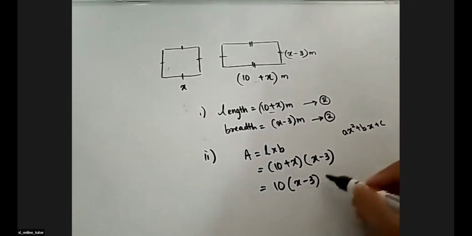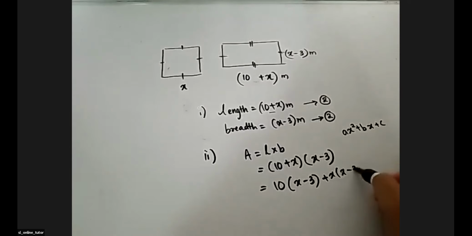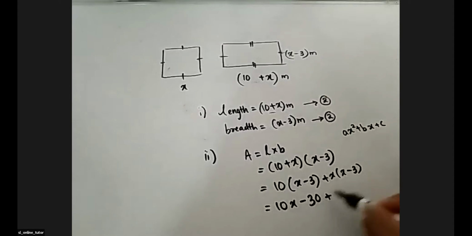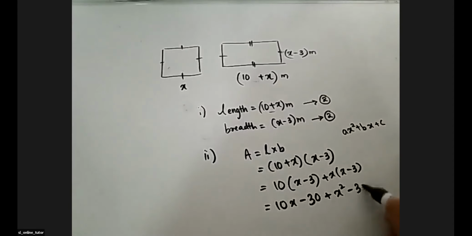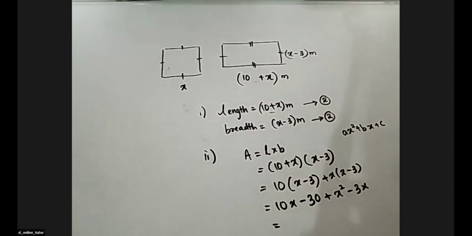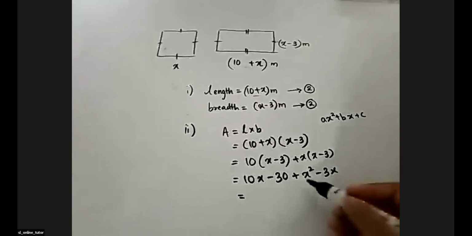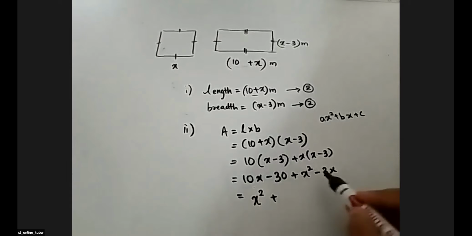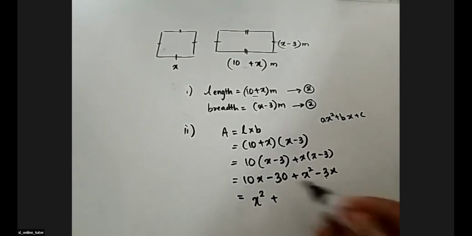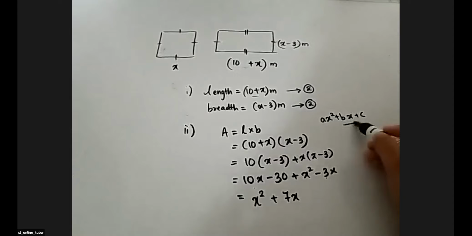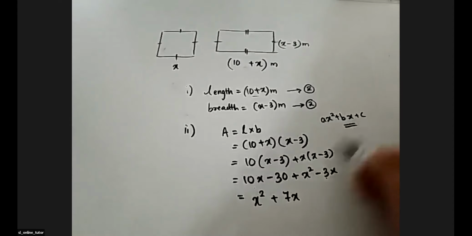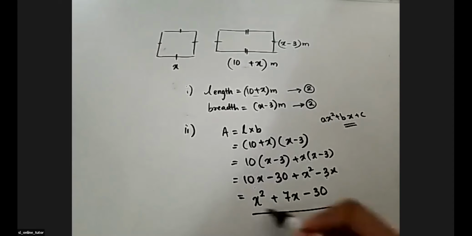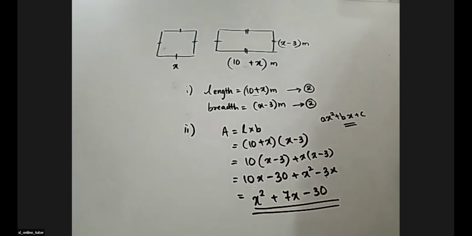10 plus x times x minus 3. Now I'm going to multiply each term: 10x minus 30 plus x squared minus 3x. You have to arrange this in the form of ax squared plus bx plus c. So x squared comes in front. bx means 10x minus 3x, which is 7x. So you are getting the bx format. Plus c means negative 30. That is the c term. So this should be the final answer that you have written.